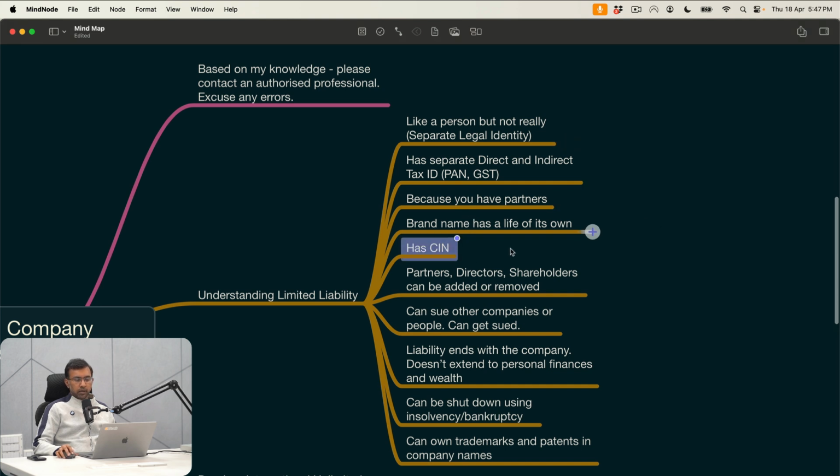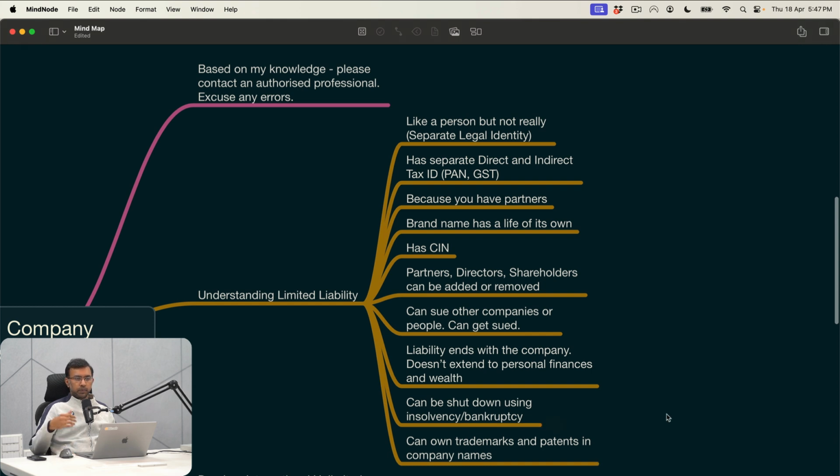The company also has something called corporate identification number, CIN. Partners, directors, shareholders can be added or removed. The company can sue other companies and it can get sued. And whatever you do with the company and company operations, the liability ends with the company and does not extend to personal finances and wealth. It can be shut down using insolvency or bankruptcy code.